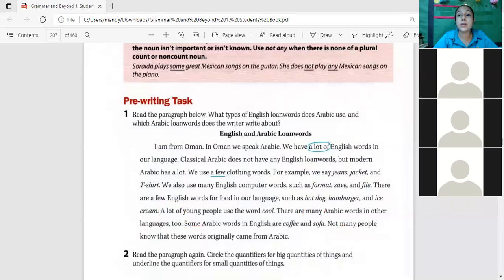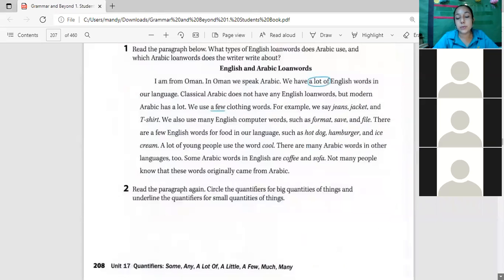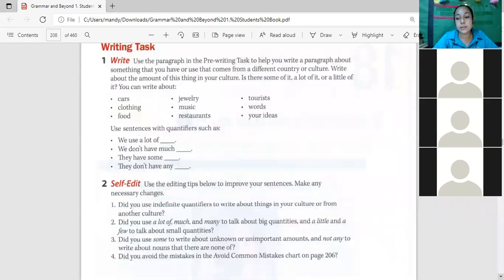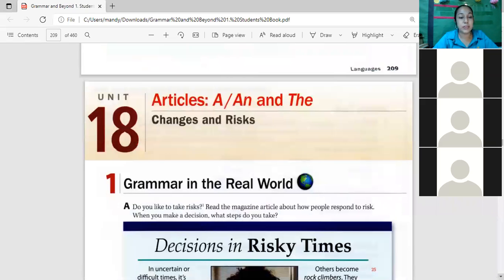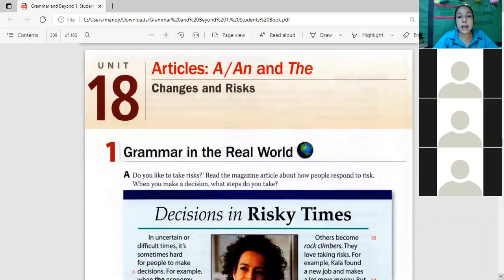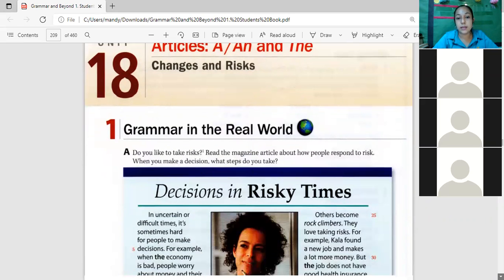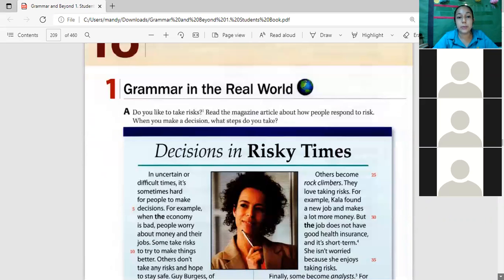Okay, now we pass to unit 18. And in that case, we discuss articles, yes? Okay, so remember, the articles we use with countable nouns, and we have some specific cases that we use. Okay, so let's see, unit 18, articles a and the. Okay, changes and risk. Okay, grammar in the real world.